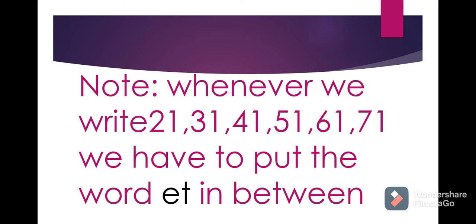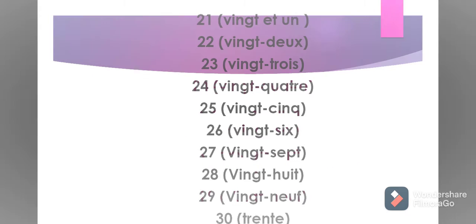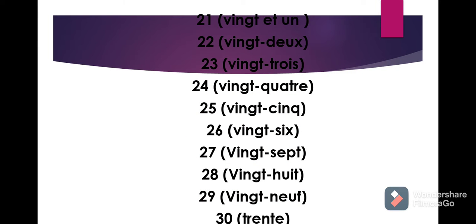Now, whenever we write 21, 31, 41, 51, 61, 71, we have to put the word et in between. This is pronounced as a. Look at the example for this. How do we write 21? 20 plus 1. Here 20 was vingt, and 1 was un, so it becomes 21.